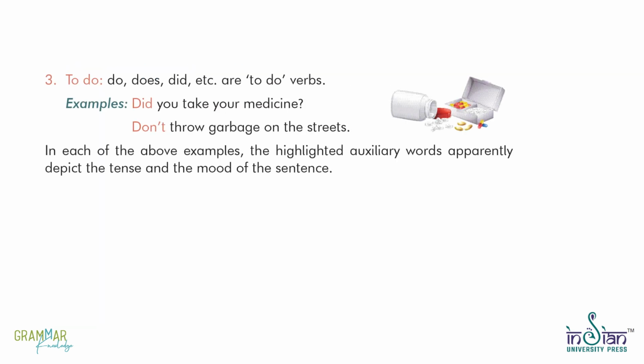3. To do. Do, does, did, etc. are to do verbs. Examples. Did you take your medicine? Don't throw garbage on the streets. In each of the above examples, the highlighted auxiliary words apparently depict the tense and the mood of the sentence.